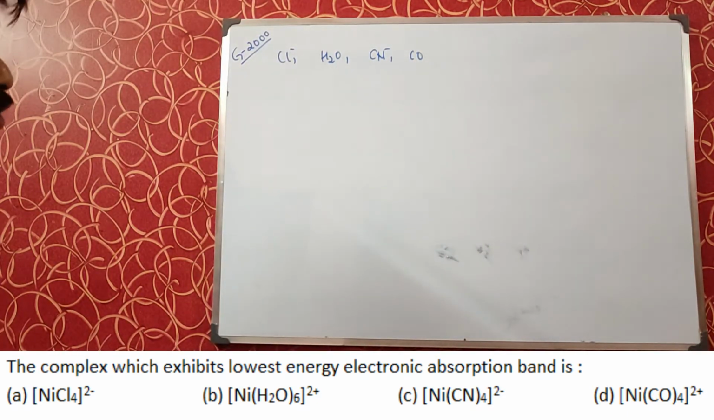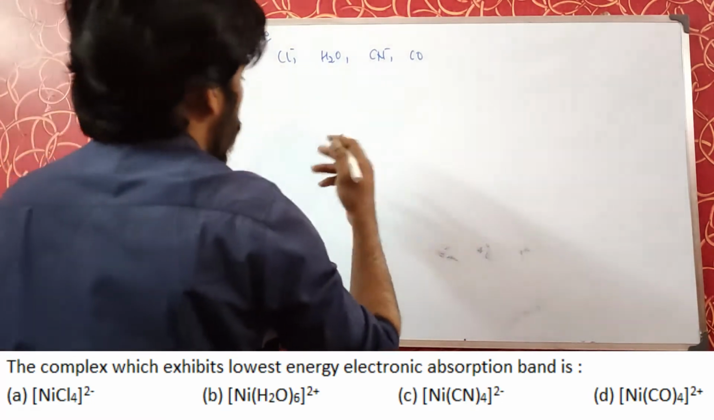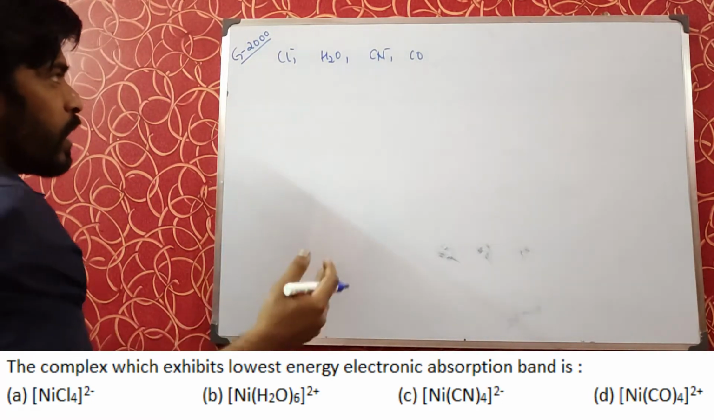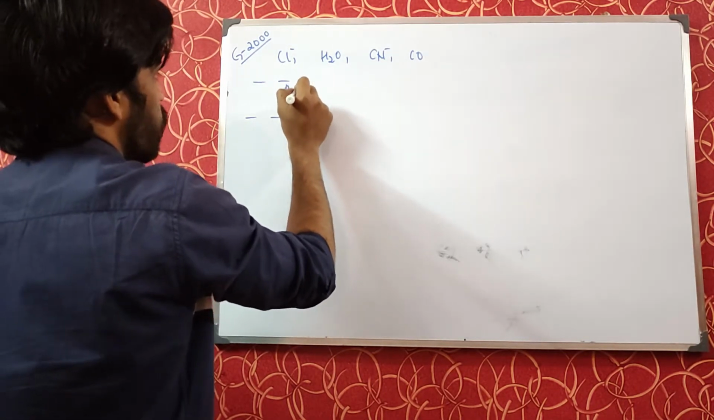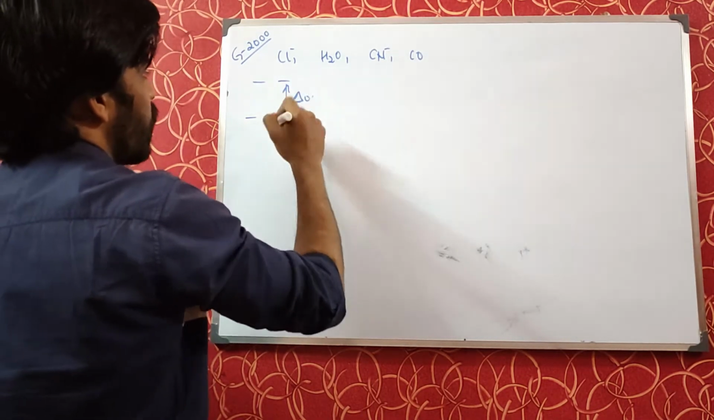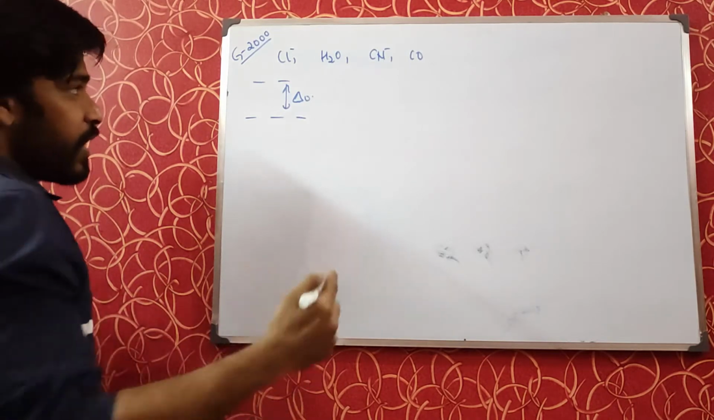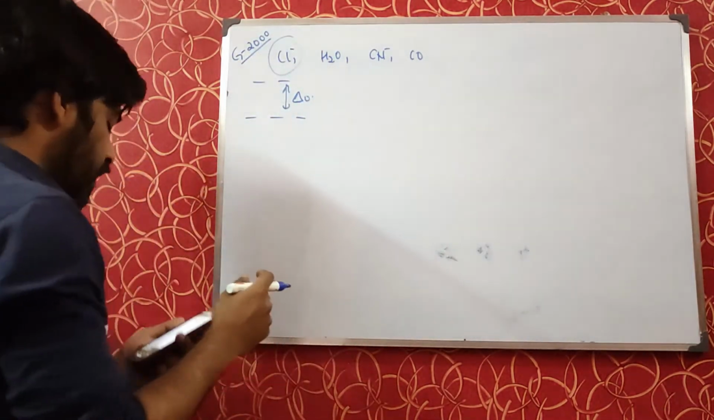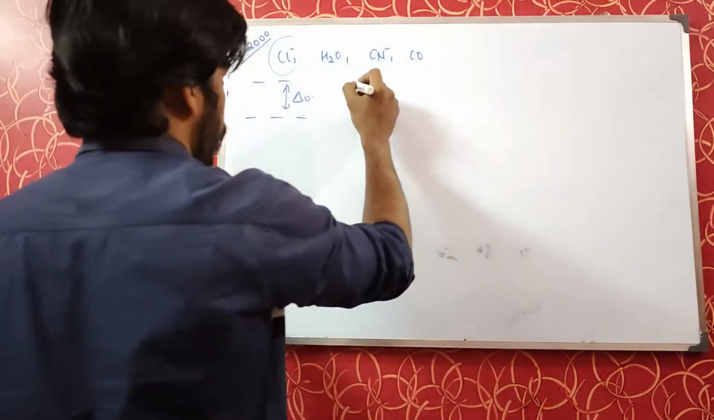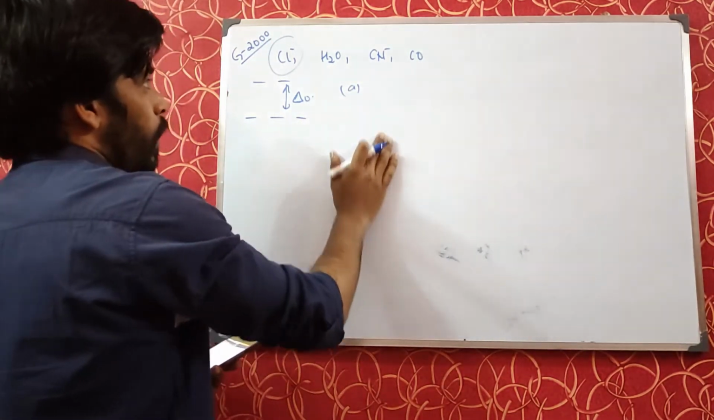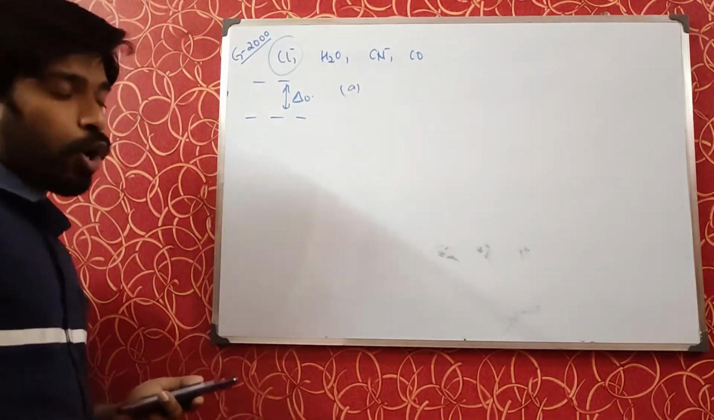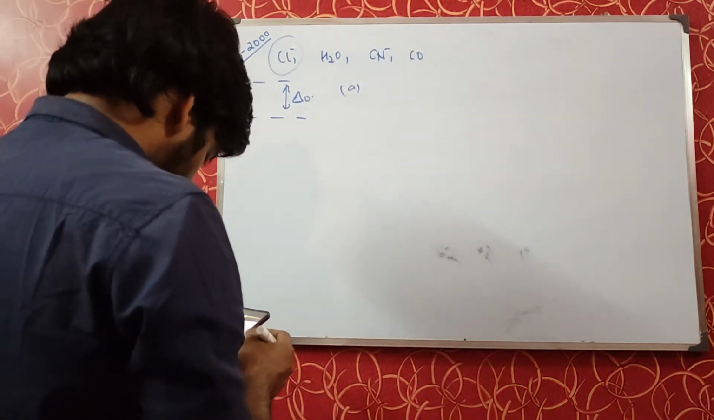So lowest energy electronic transition would mean the d-d splitting is lowest. That would mean d-d splitting is lowest in the case of weak field ligands. This being the weak field ligand, the answer should be A. Since it is talking about absorption band, we'll look at the splitting of the d orbitals.